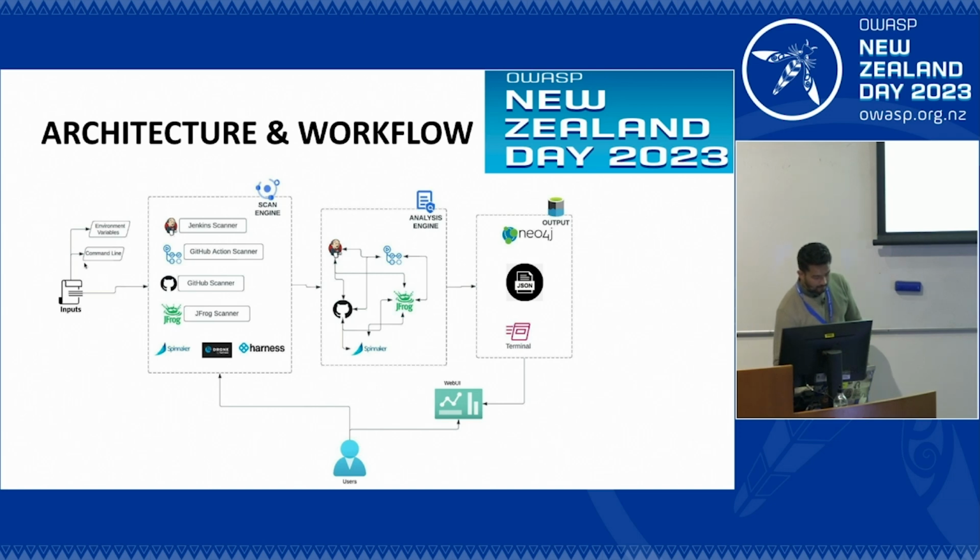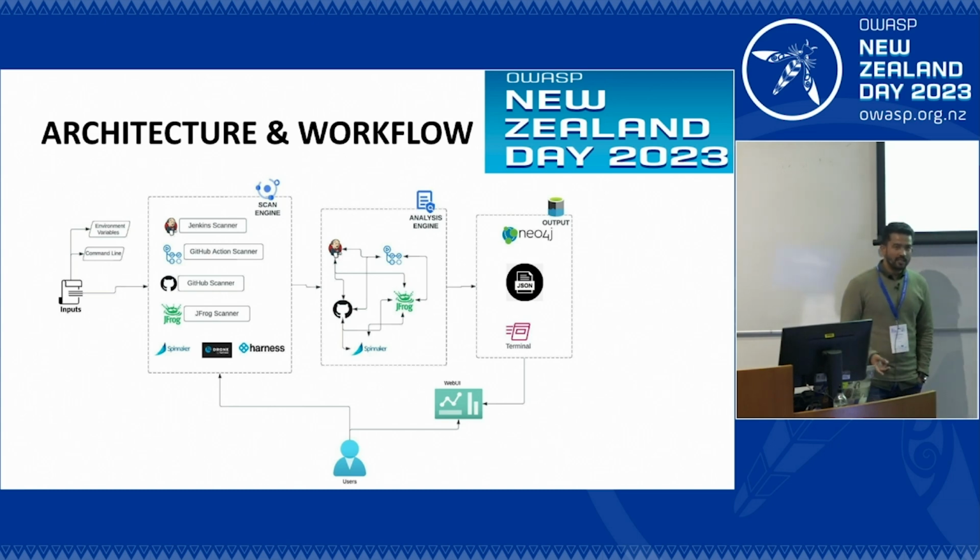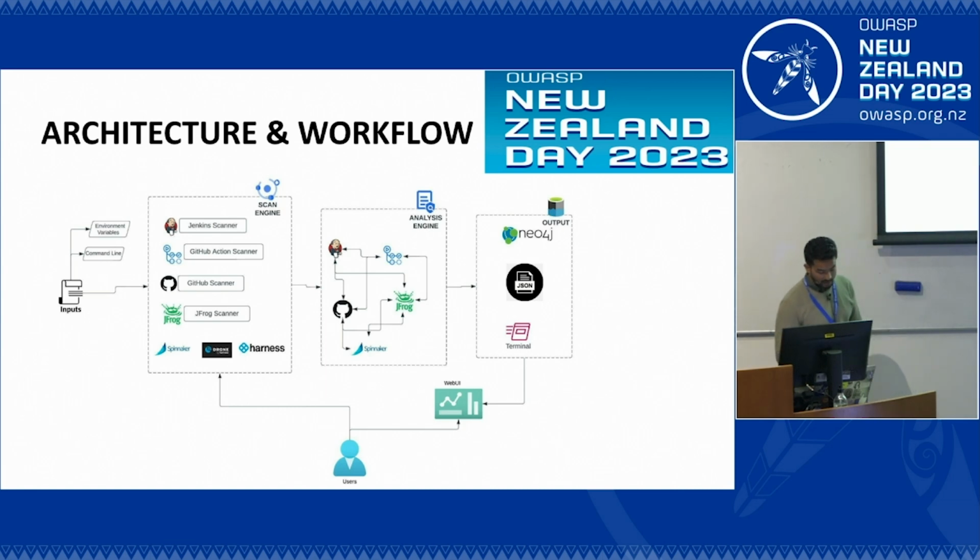And as you can imagine, in order to run the scanner, we will need a certain authentication mechanism to the target environment. There are two ways to input that authentication detail. One is the environmental variable and the other one is you can provide it by command line input as well.